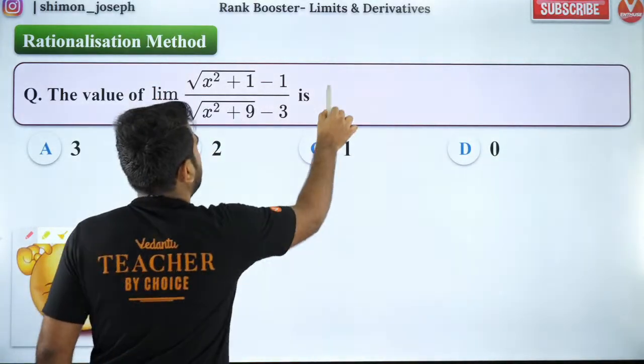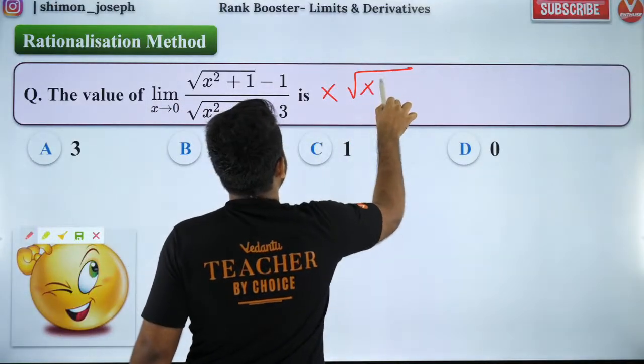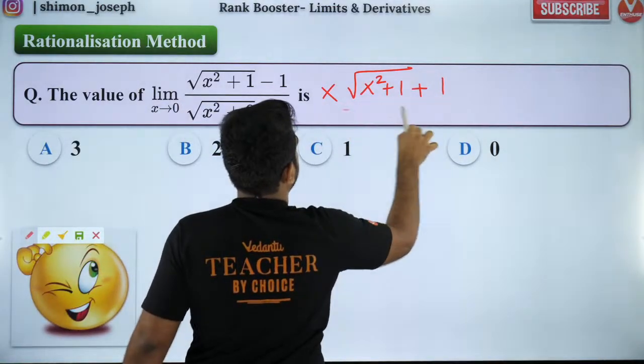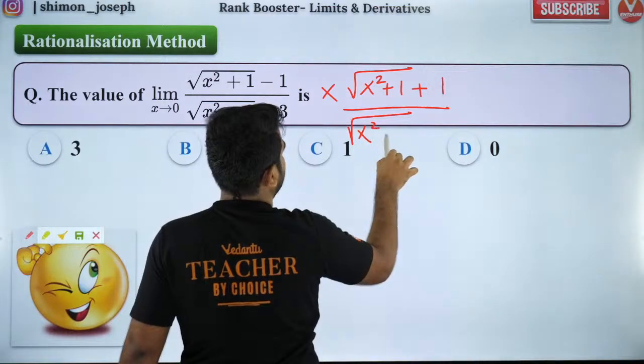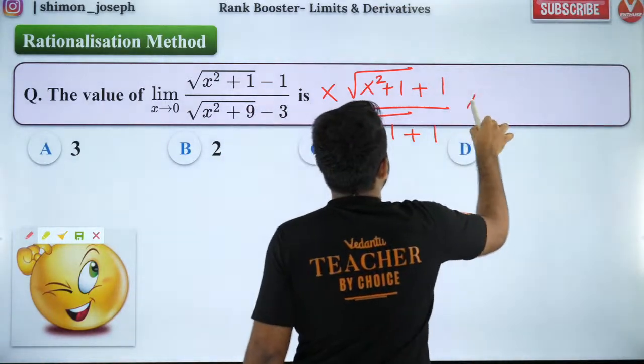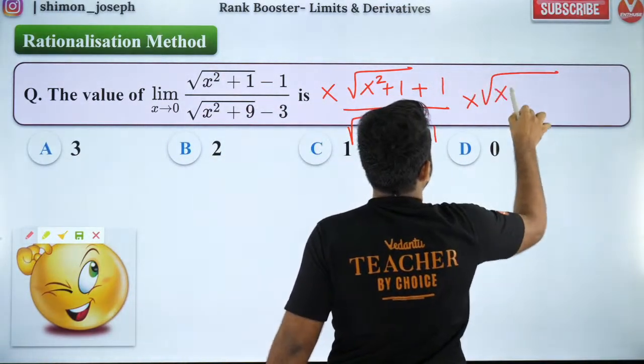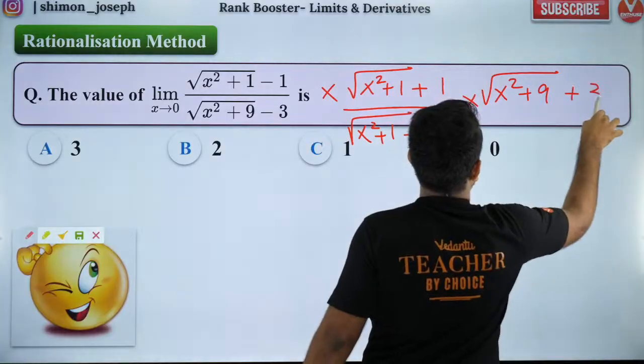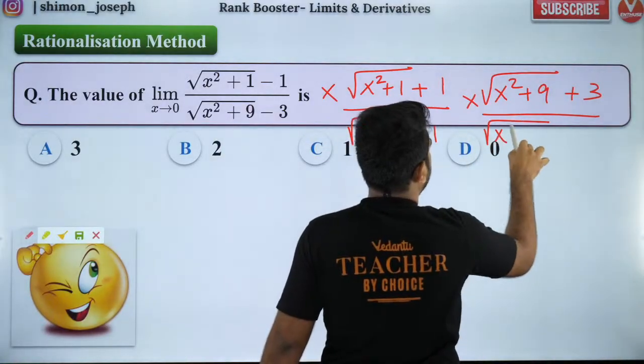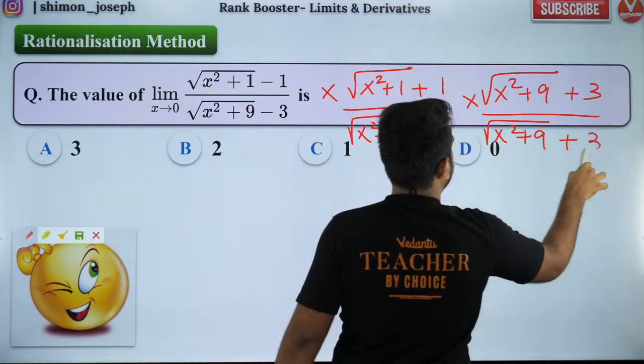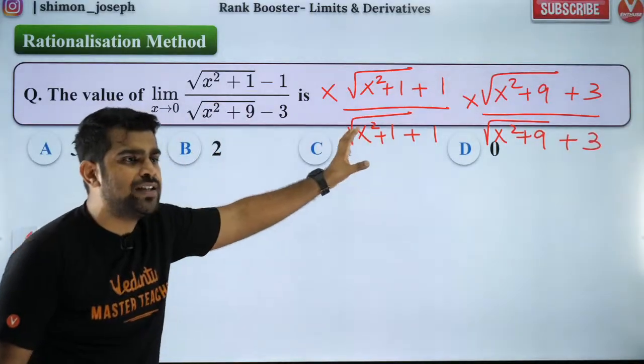So let's rationalize our numerator. How do you rationalize your numerator? By multiplying with its conjugate and dividing with its conjugate. How do you rationalize the denominator? By multiplying with its conjugate and dividing with its conjugate. Are you all cool with it, my dear boys and girls? Everybody? So after I do that, what will happen?